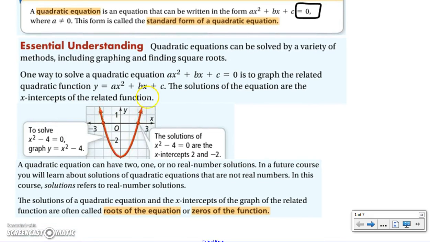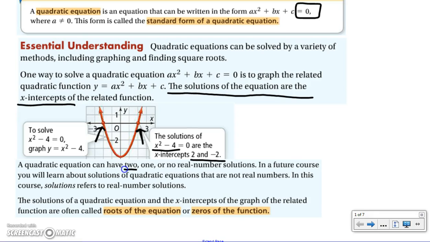If you look at this graph right here, this is the graph of x squared minus 4. But now it's set equal to 0, meaning find the solutions. An important concept here is that the solutions are the x-intercepts. Remember, an x-intercept is where it crosses the x-axis. So in this graph, it crosses the x-axis here at -2, and then again here at +2. So -2 and 2 are the solutions to this quadratic equation. So once again, the x-intercepts are the solutions.